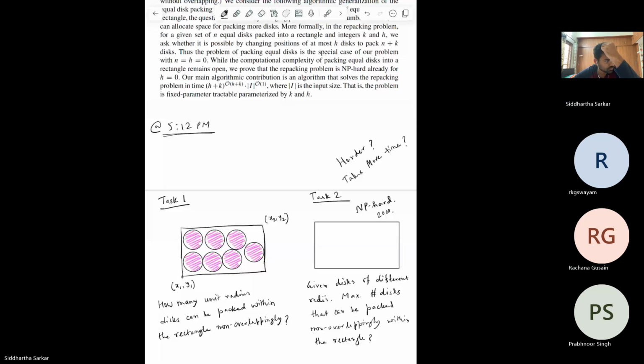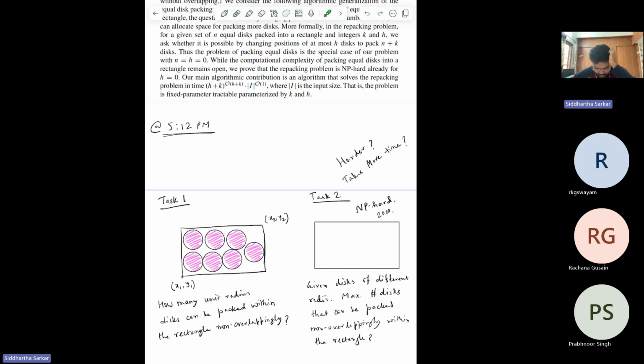I'm somehow inclined to believe that since the problem is NP hard for a rectangle, it would also be NP hard for a circle. But I do not know what the answer is. I'll find out and I'll let you know. Okay.